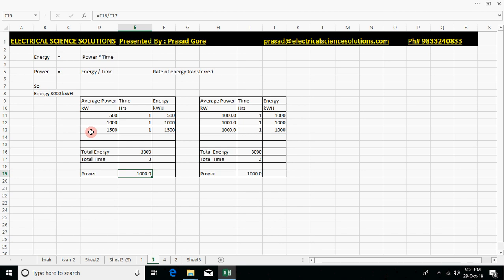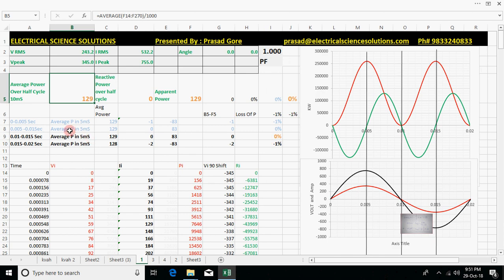As I said, there are instantaneous power and average power. Instantaneous power is basically of no interest, but the average power over a certain period is of interest, and the maximum power over a certain interval is important. So let's understand how measurements are done in meters. What is power?